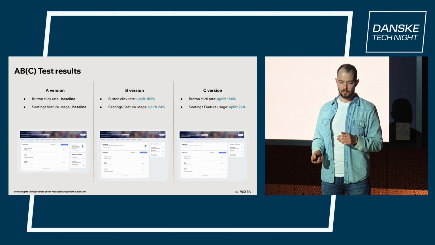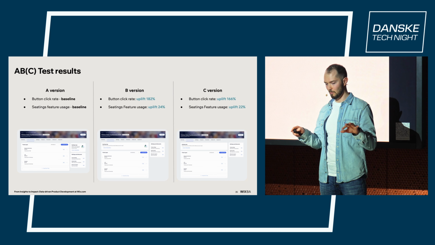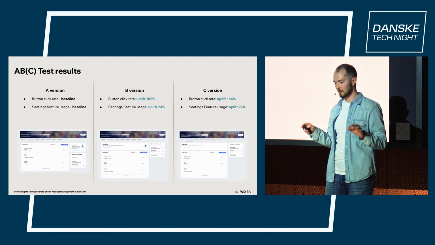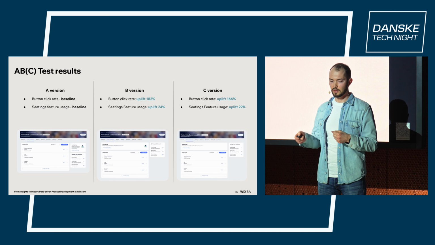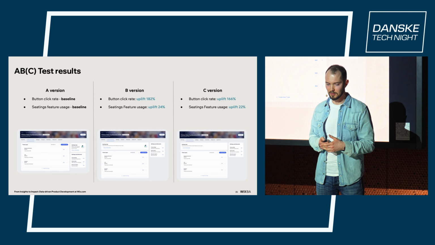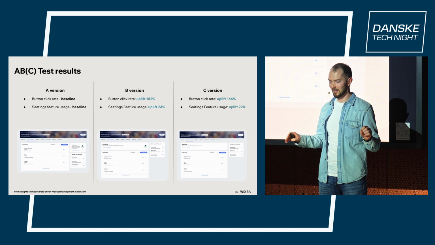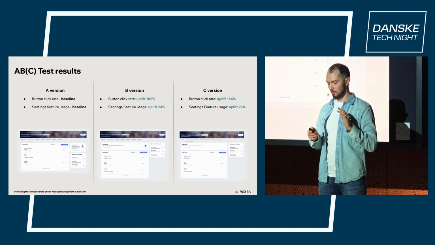So how were the test results? Firstly, we will not go over the actual numbers, but for button click rate, let's say A is baseline. The B version, the centered one with icon, had an uplift in clicks of 180%, and the C version also had a huge uplift, but a little bit less than B, which is 166%. So obviously the results are common sense. If you put a thing in the middle top part of the screen, it's nothing shocking. It got lots more clicks on the feature.